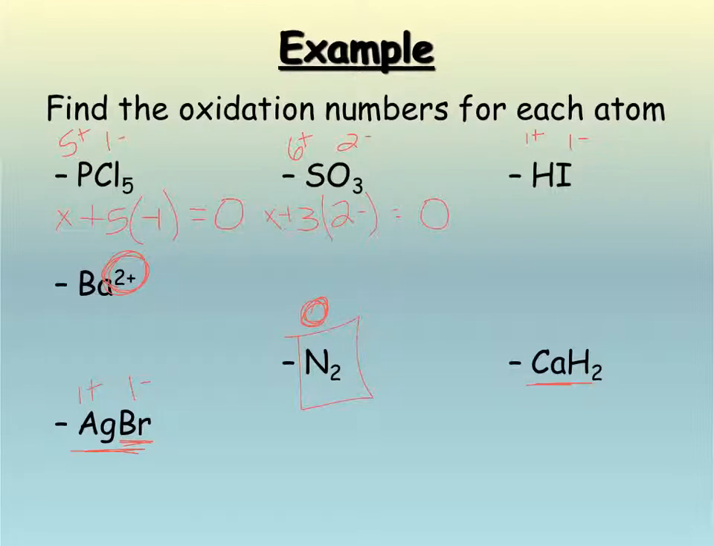And CaH2. In this case, H is bonded to a metal, so our H has a 1- charge. There are 2 of them, so that's 2- for all the hydrogens. That means calcium has to be 2+.